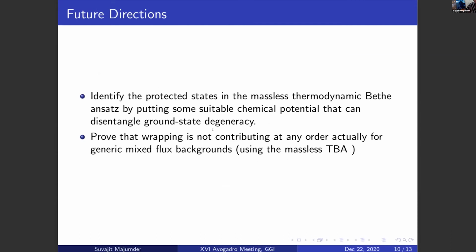Finally, I would like to list some of the future directions that we are thinking about right now. The protected states that we have listed, we discussed in the ABA. However, we need to consider the thermodynamic Bethe ansatz, the massless TBA, in order to be confident about our results because of Lüscher corrections that might kick in. Once we have the TBA, we can then make statements about the wrapping. However, there are strong hints that the wrapping corrections won't affect our analysis.